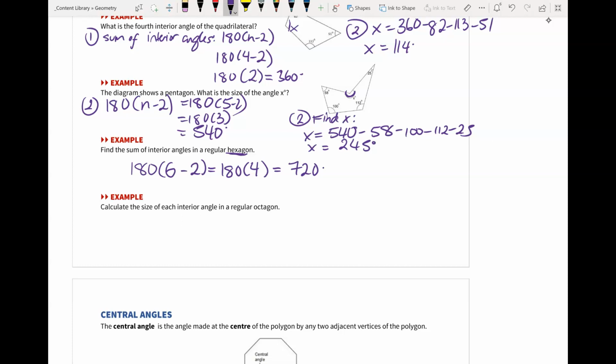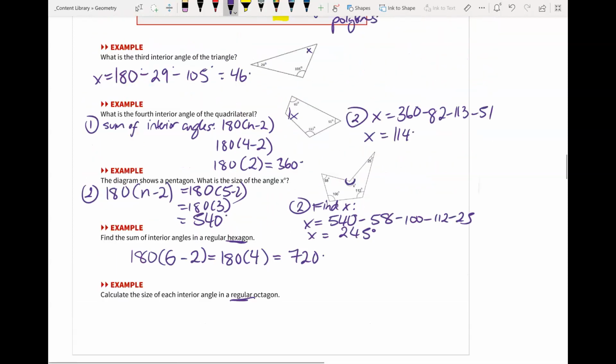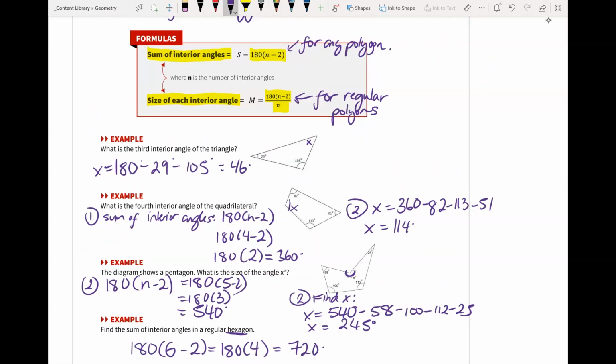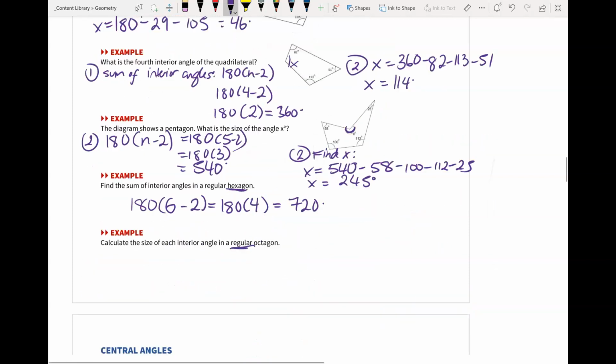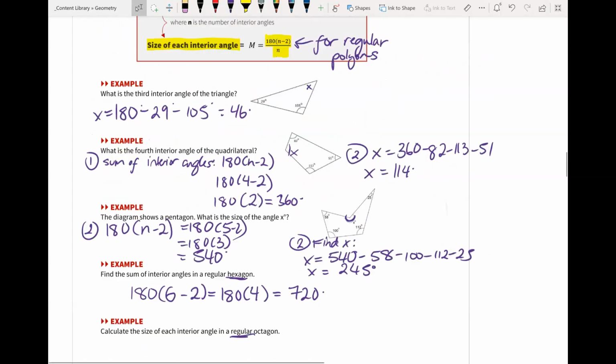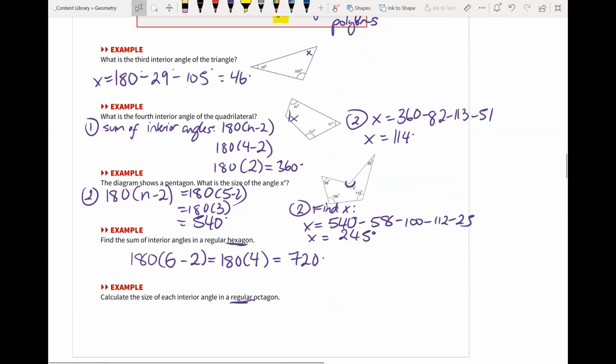Our last example for our interior angles: we want to calculate the size of each interior angle in a regular octagon. Looking back at our second formula, the size of each interior angle is 180 times (n minus 2) divided by n. This occurs for regular polygons, and we're looking at a regular octagon, so this formula would work for us.